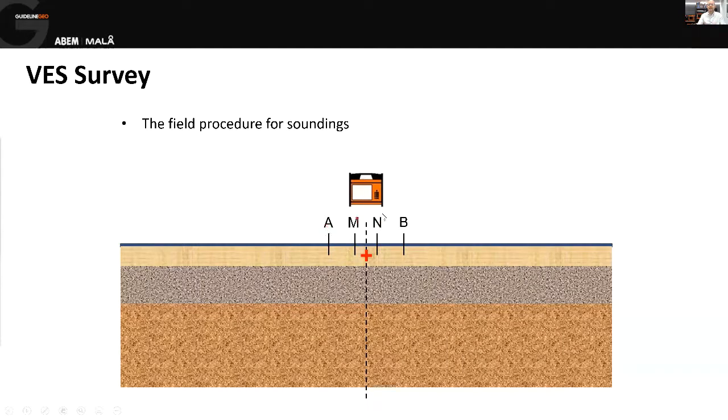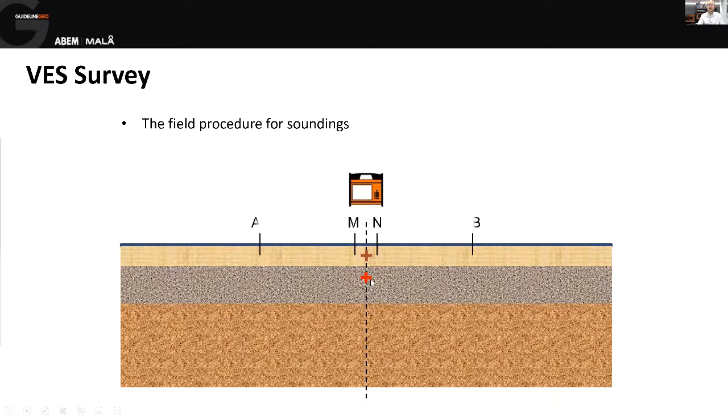And for a given arrangement of electrodes, we will have what's called a focus position. And that's where we say the ground is making the biggest contribution to the signal that we receive. So we say the apparent resistivity that we have measured is focused on that red cross. So I take a measurement there, then I spread A and B further apart, and that forces the current deeper into the ground. So my focus position moves down.